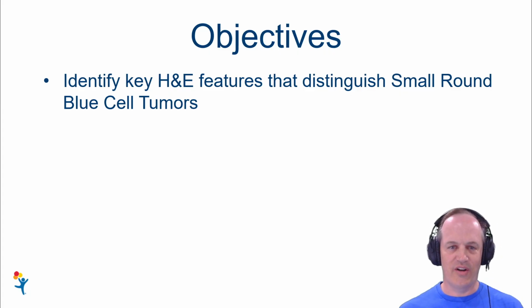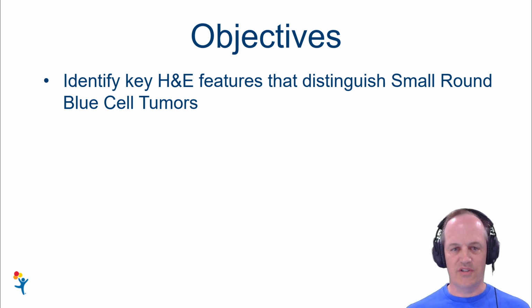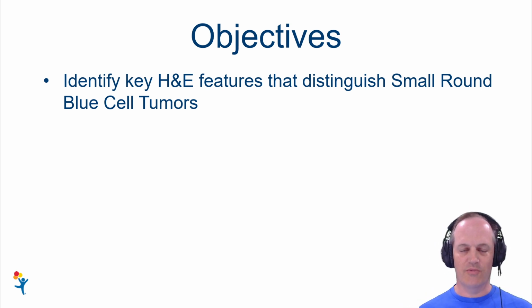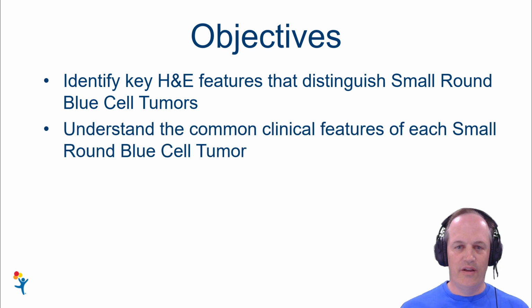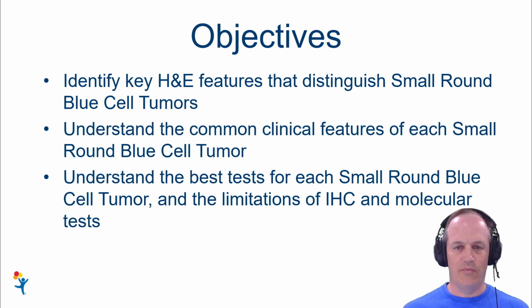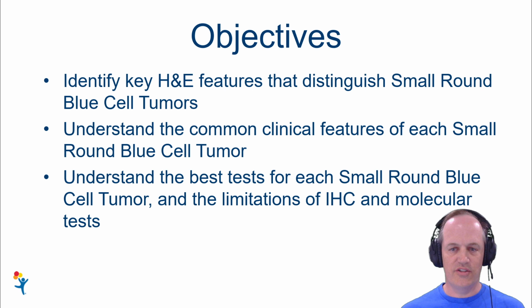So we're going to talk about how to identify the H&E features that are going to help you distinguish these tumors. I'm really going to focus as much as possible on H&E. We're going to talk about some of the clinical features of each of these small round blue cell tumors, and hopefully we're going to understand a little bit about tests that are going to help separate them. So how are you going to tell these apart? In addition to your eye, what are you going to do to confirm your impression?